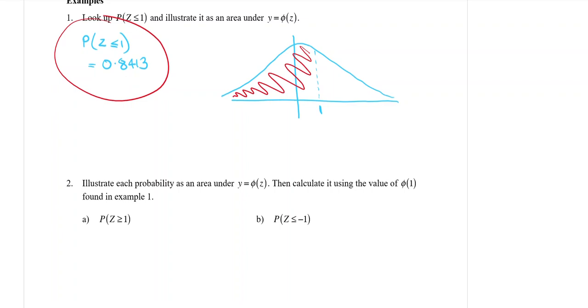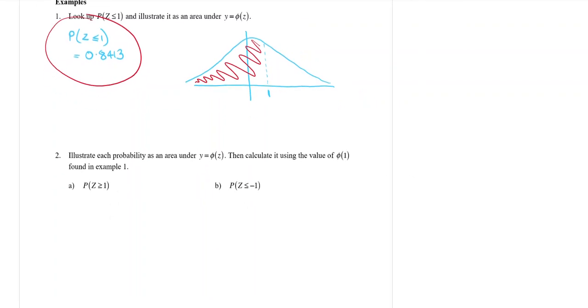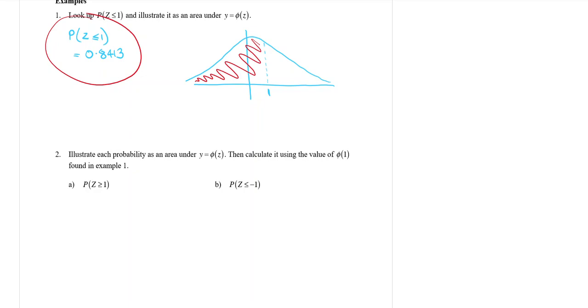Okay, so the first one is that I want to find the probability that Z is greater than or equal to 1. All right, maybe let's have a look at what that looks like. Yeah, like that. If I said greater than or equal to 1, 1 is there, it would be that section up there.